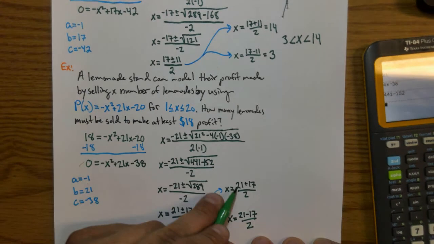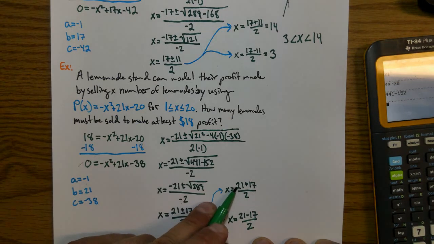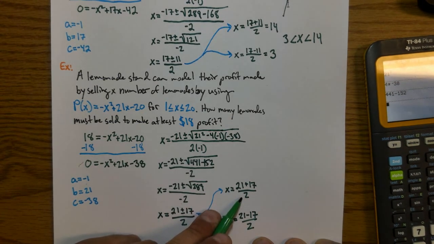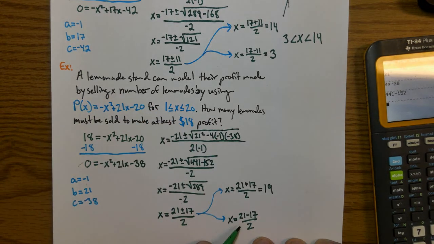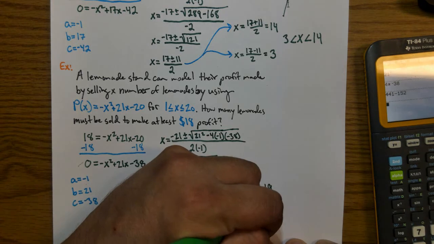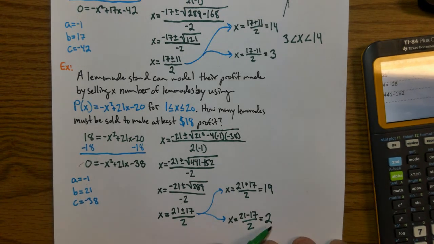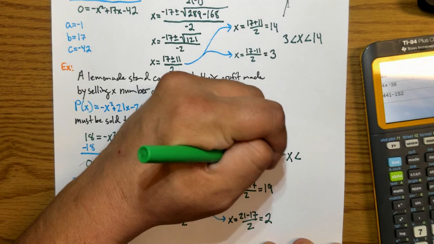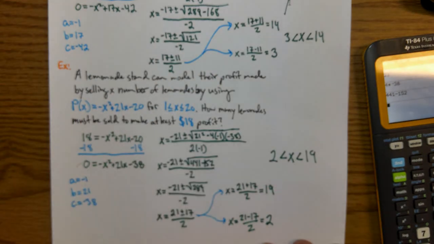And then, let's see, 21 plus 17 is what, 38? Yes, 38 divided by 2, 19. And then 21 minus 17 is 4. 4 divided by 2 is 2. So in this case, how many lemonades do we need to make a profit? Well, that's going to be between 2 lemonades and 19 lemonades. So our x, which stands for lemonades, has to be greater than 2, but less than 19.